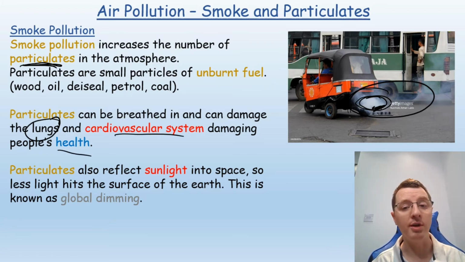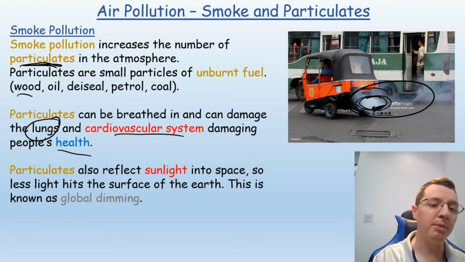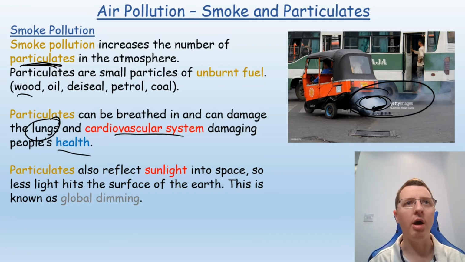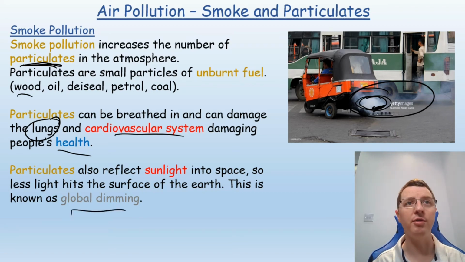And it's not just particulates produced by cars or, in this case, buses or Bajajs. It could be particulates produced by burning wood or oil or coal or peat, which are still quite popular in some rural areas of the world, including Ireland and Great Britain. The particulates in the atmosphere also reflect sunlight into space, so less light will hit the surface of the Earth. This is known as global dimming, and it can affect photosynthesis and the yields of crops produced in farms, which will affect food security in the world as well.